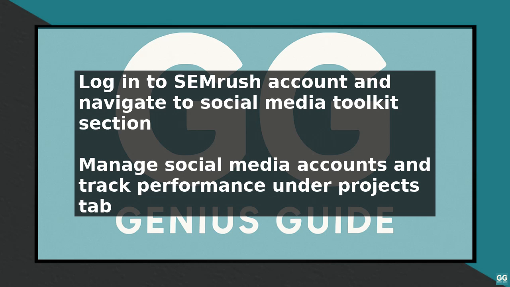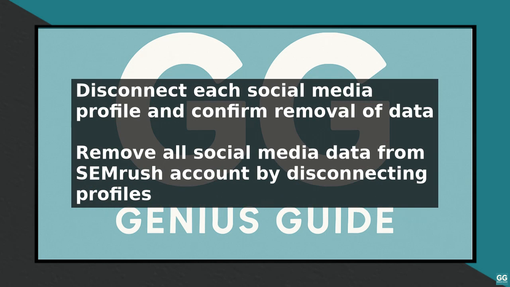To reset the toolkit, you need to disconnect and reconnect each of these profiles. Start by clicking on the Disconnect button next to each profile, and then confirm that you want to disconnect the account. This will remove all the social media data from your Semrush account, and you will no longer be able to track your social media performance.